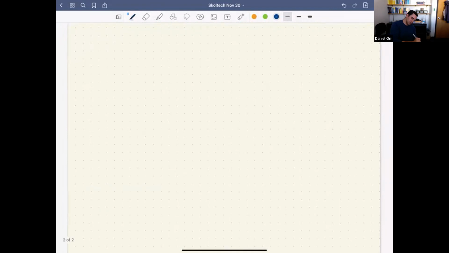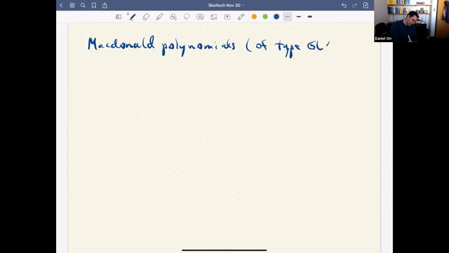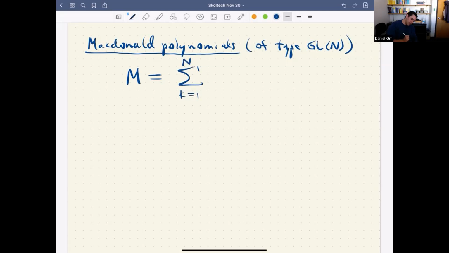Okay, so let's start a little bit with the ordinary Macdonald polynomials, say a little bit about them. So these are of type GL capital N. And so there are many ways to sort of get your hands on these. I'm going to use the operator way because that's ultimately what our result is about for wreath Macdonald polynomials. So there's a difference operator M called the Macdonald difference operator nowadays. So N is a fixed positive integer.